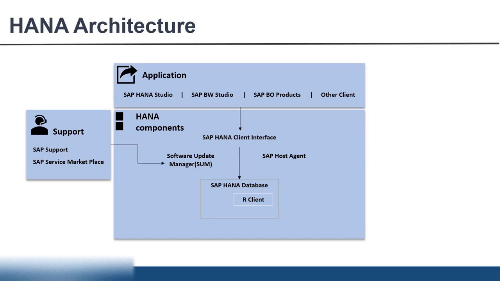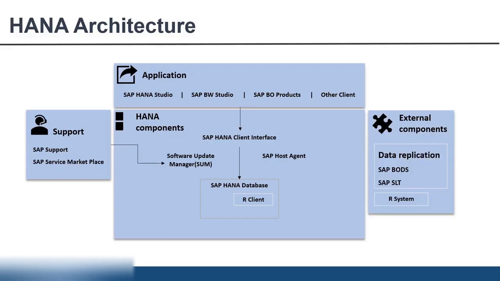That means you can get connected to any SAP support site, for example SAP marketplace site, for keeping your software updated. In HANA database there is an engine called software update manager which helps you to keep your software updated, and through this engine you can get connected to SAP support site and make sure that you have an updated version of the software.